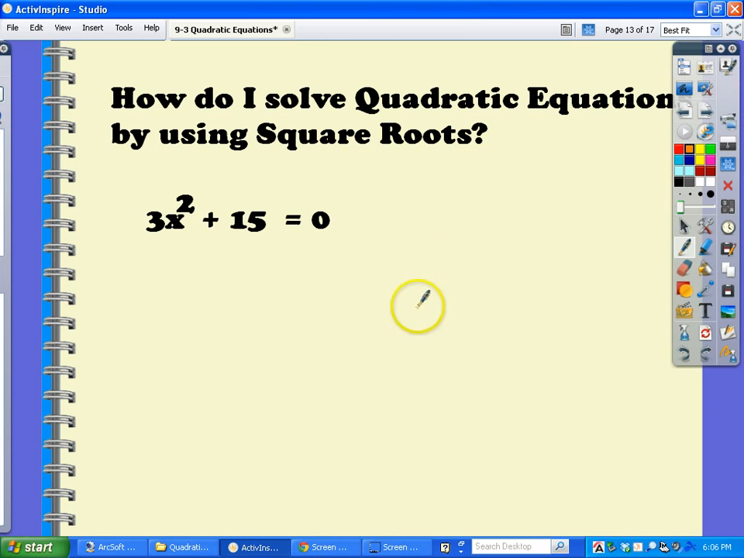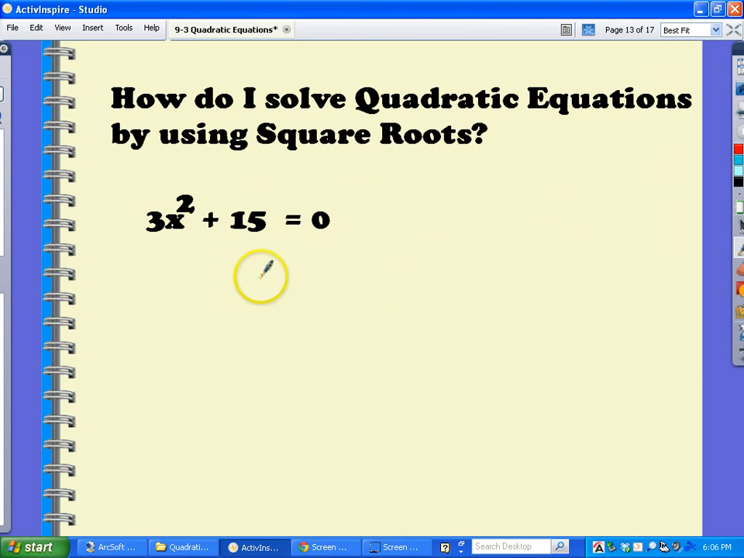Alright, here's another one. 3x squared plus 15 equals 0. So I want you to go ahead, if you're in class, go ahead and try to work this. If you're at home, go ahead and work this using the square root. Even if this is not your method, I want you to learn it to know it. It's always good to know different ways to do things.